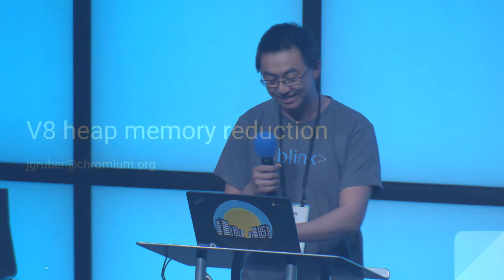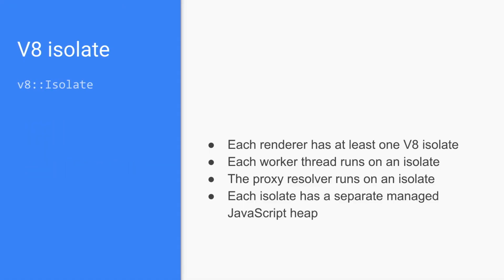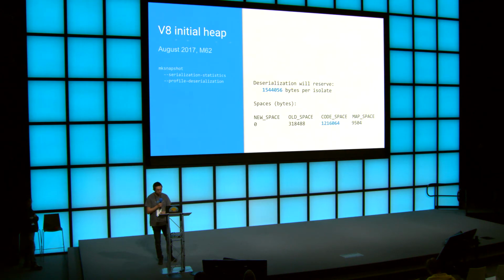Last thing I want to talk about is the heap memory reduction that we have been working on. For those of you who are not familiar with what a V8 isolate is, a V8 isolate is essentially an instance of V8. Every renderer has at least one. Every worker has one. The proxy resolver runs on its own isolate, and every isolate has its own JavaScript heap. The isolate is not particularly cheap.